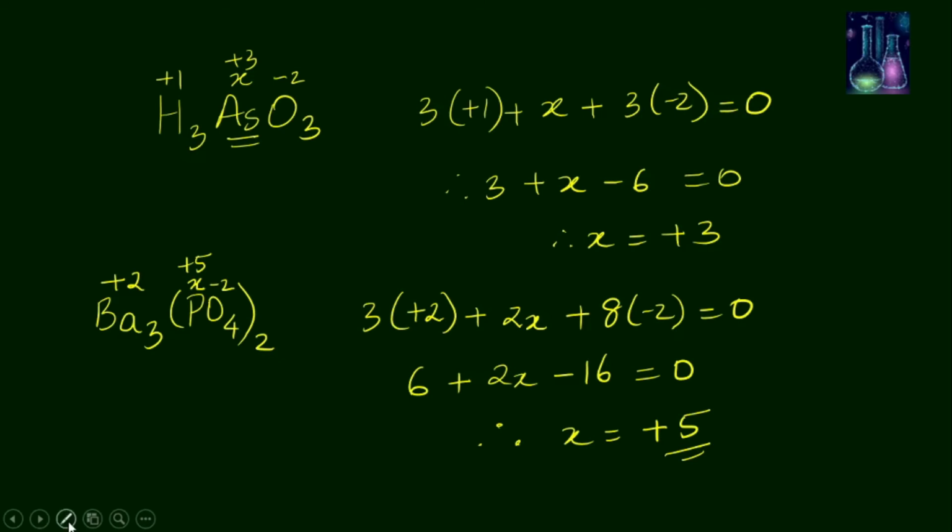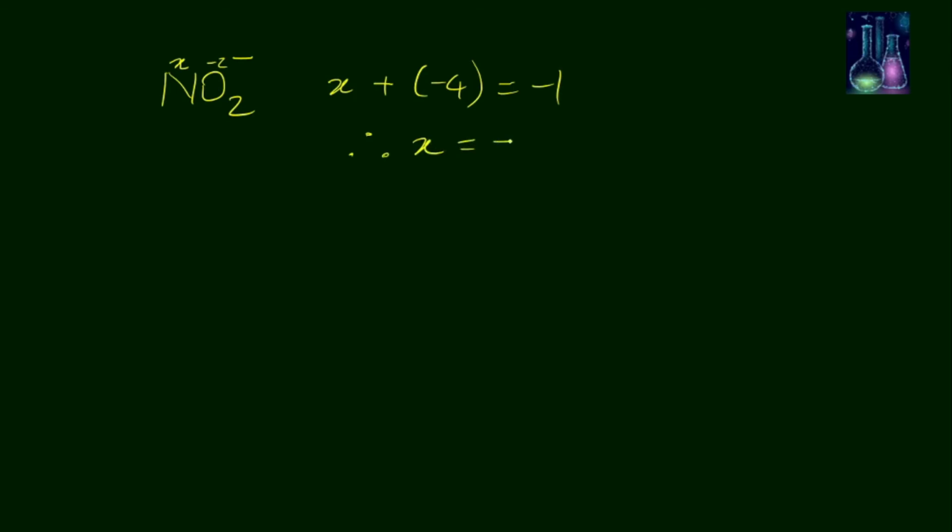Now let's try out some anions and cations, or polyatomic ions. For example, NO2 minus. So the net charge is -1. Let's find out the oxidation state of nitrogen, which I keep as x. x plus, each oxygen is -2, so -2 into 2 makes -4, equals -1. And therefore, the oxidation state of nitrogen here will be +3.